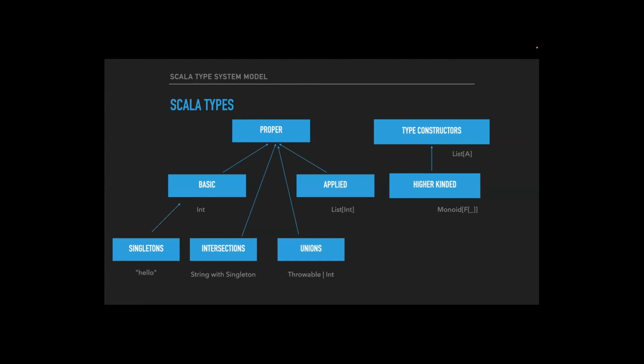So proper types can be basic or applied. Applied types are just fully applied type constructors, like a list of integers is an applied type obtained by applying the list type constructor to the basic type integer. And basic types are, well, some basic things we used to deal with, like built-in types, non-generic classes, etc. There are also other proper types like intersections and unions, but let's not concentrate on them too much. The diagram on the screen shows the approximate taxonomy of Scala types.